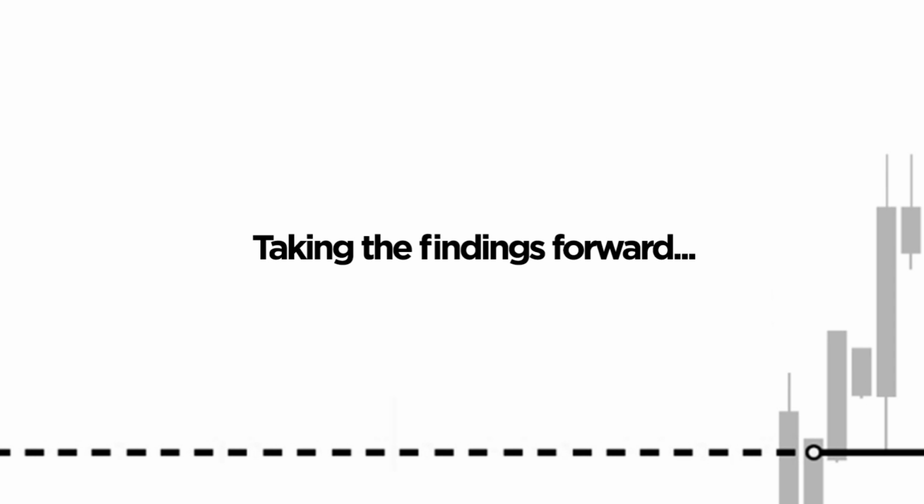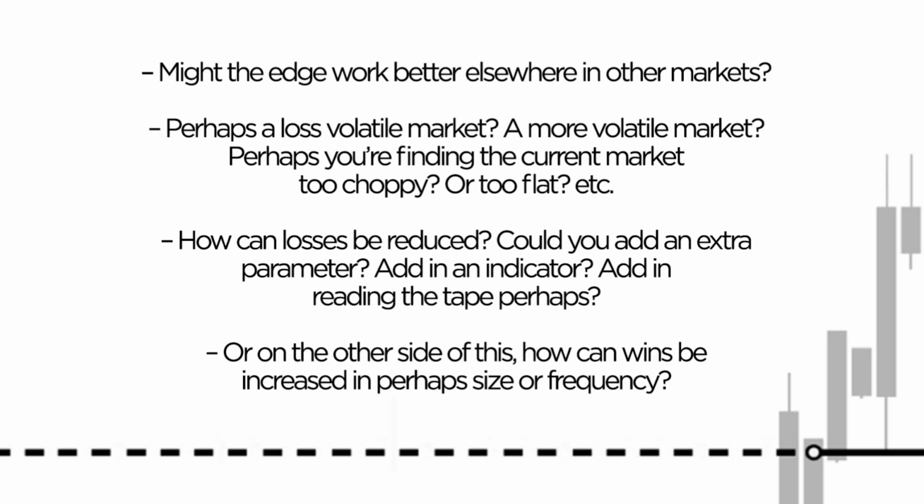If, on the other hand, you're halfway and you found something that's beginning to look promising but isn't quite there yet, consider asking the following questions. So, might the edge work better elsewhere in another market? Perhaps a less volatile market, a more volatile market. Perhaps you're finding the current market too choppy or too flat, etc. How could losses be reduced? Could you add an extra parameter? Could you add an indicator? Add in reading the tape, perhaps? Or on the other side of this, how can wins be increased in perhaps size or frequency? And so on. Just ask questions. Answer these as best as possible. And if it still doesn't work, go back to step 1, repeat.